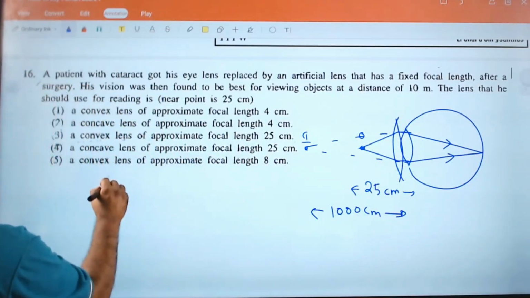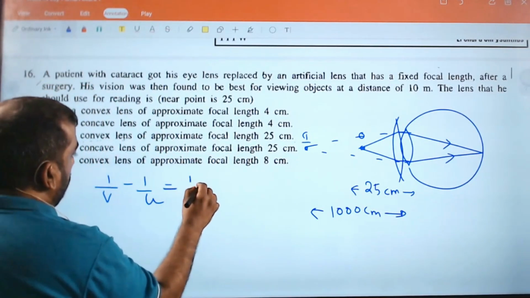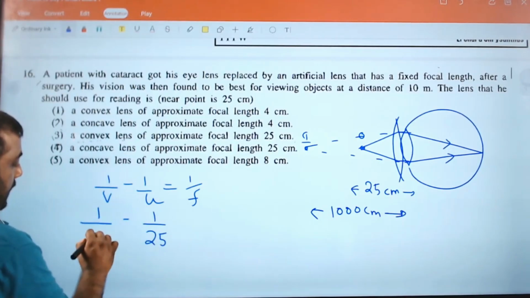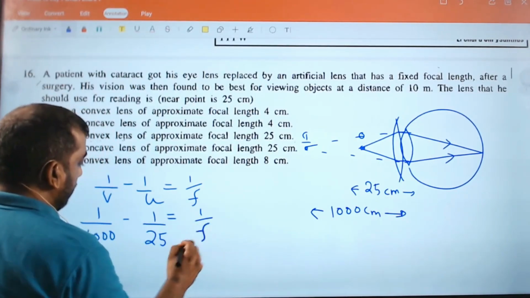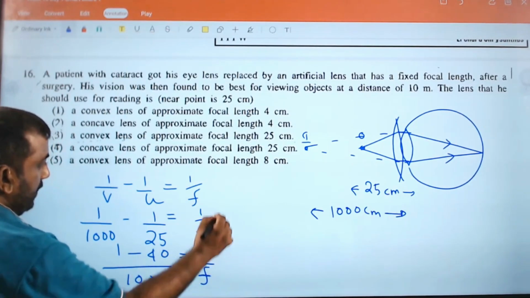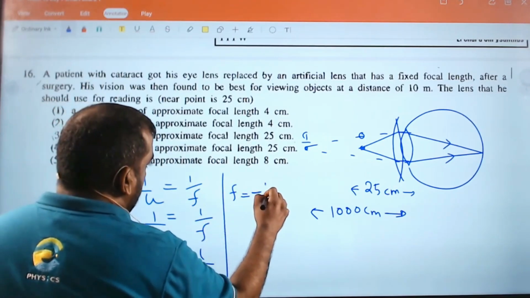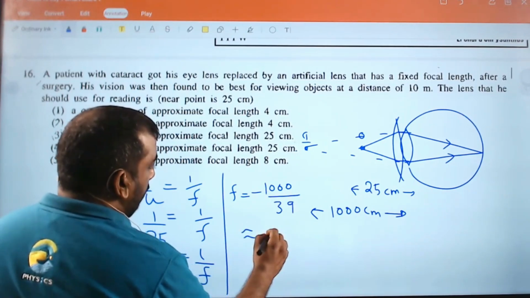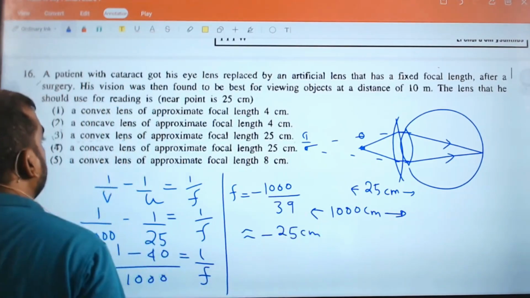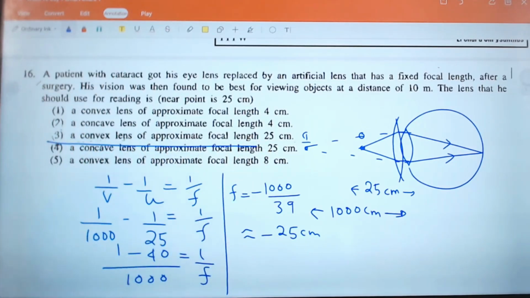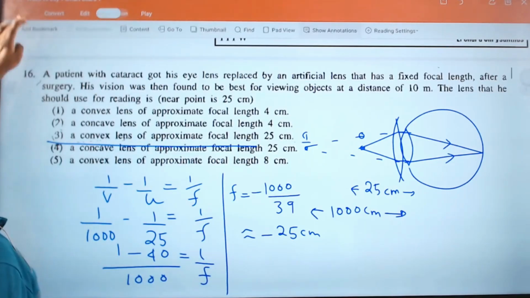Apply equations. 1 over v minus 1 over u equals 1 over f. Object distance is 25. Image distance is 1000. Focal length f. Common denominator 1000. 1 minus 40. Focal length f is equal to minus 1000 over 39. Approximately, let's say 40, so about 25 centimeters. So convex lens of approximate focal length 25. Correct answer, answer number 3. Right. Moving on.